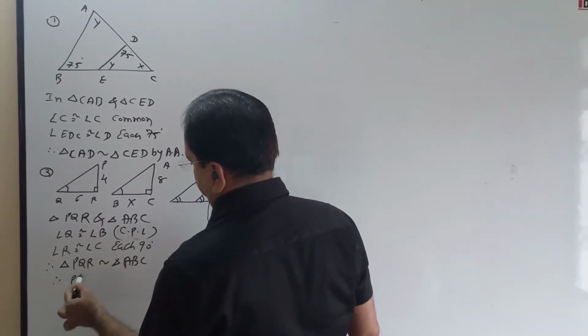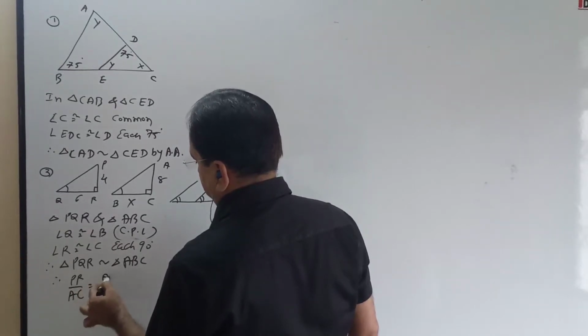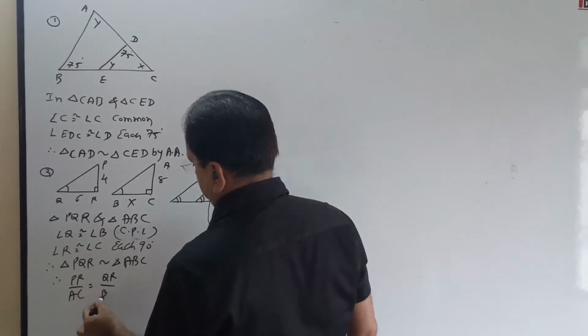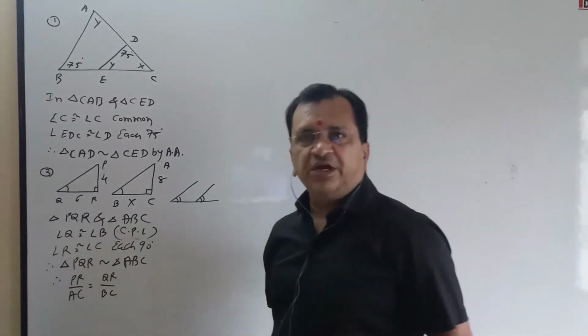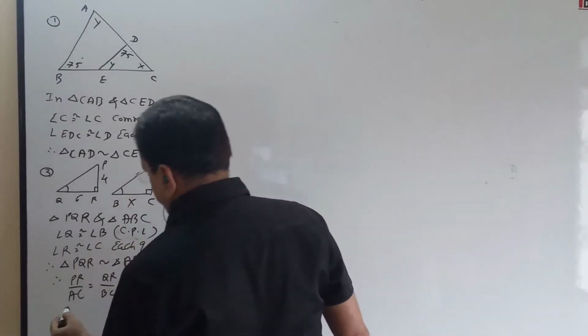Therefore PR by AC equals QR by BC. If triangles are similar, sides are in proportion. So 4 by 8.